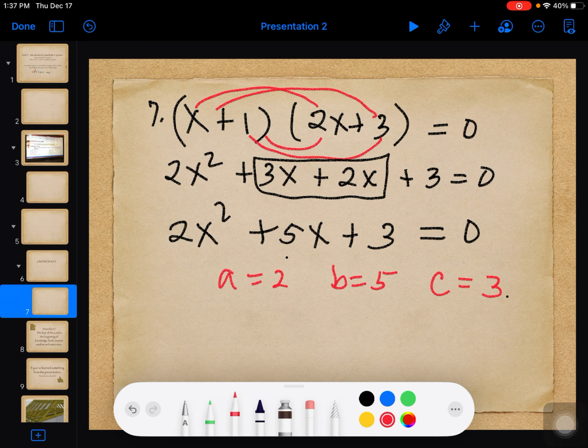All right. So that is how a quadratic equation is done. We have given examples on what is a quadratic equation and what is not a quadratic equation, and finding the values of A, B, and C.